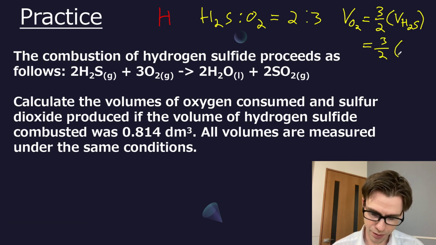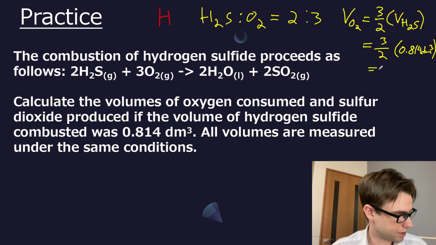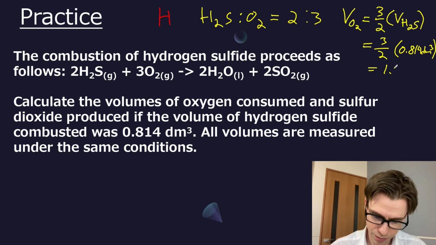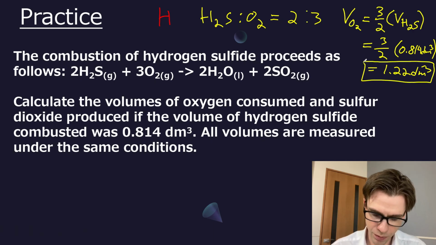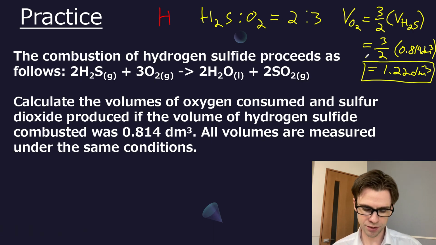Which is given in the question. 0.814 was combusted. And that will give us a number. It's about 1.22 decimeters cubed. So that's the volume of oxygen that will need to react with our H2S.